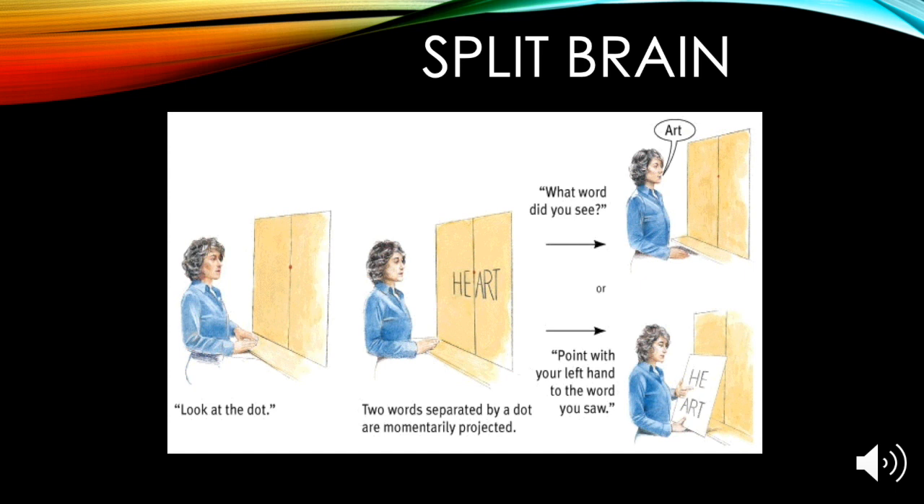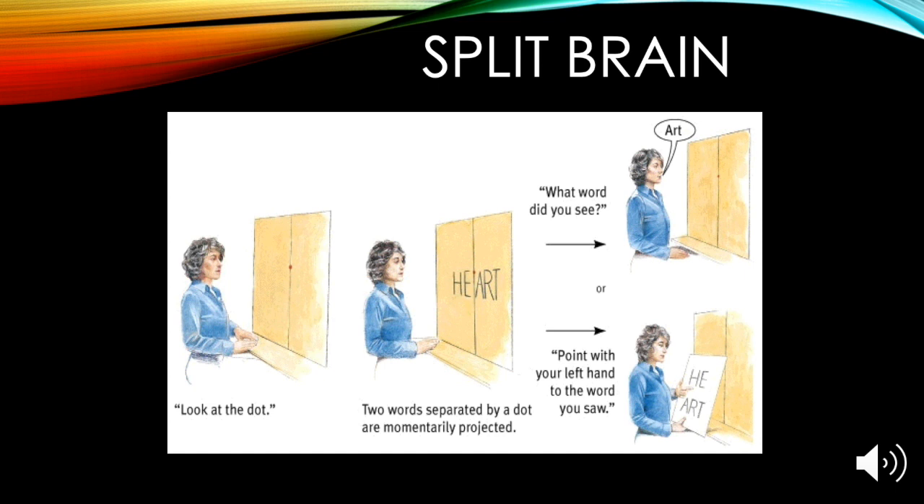They put something up on the screen. In this case, it's two words that spell the word heart, but they process them as he and art. They ask, what word did you see? She says art. They say, point with your left hand to the word you saw, and they point to he.